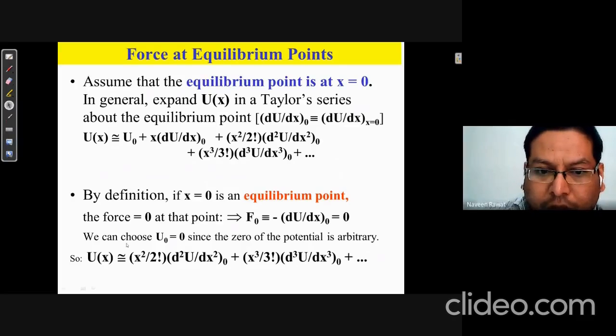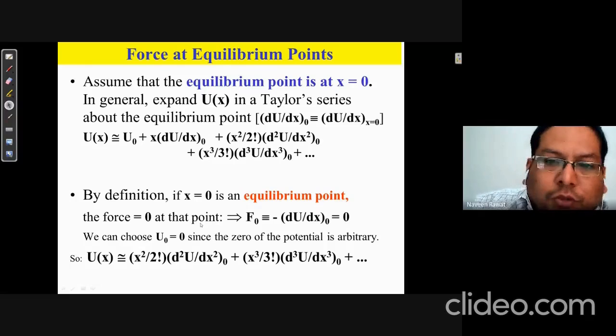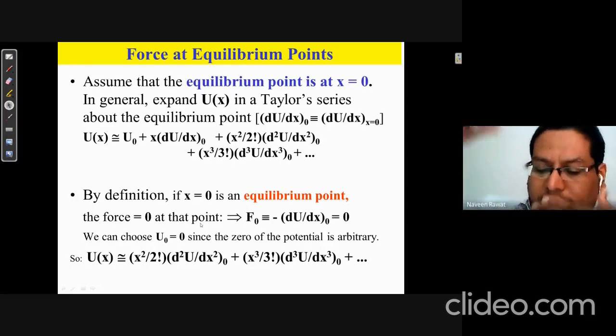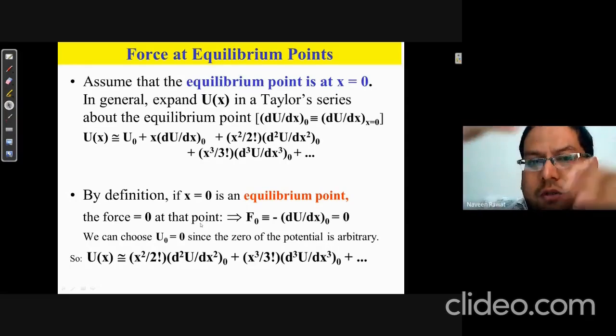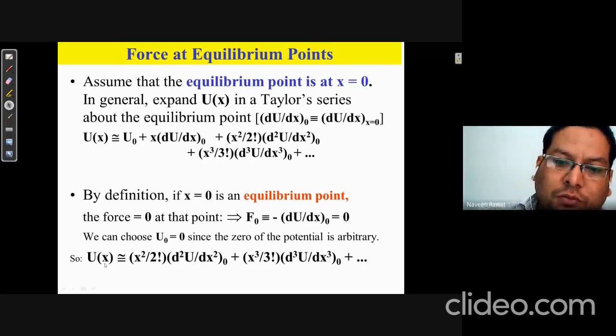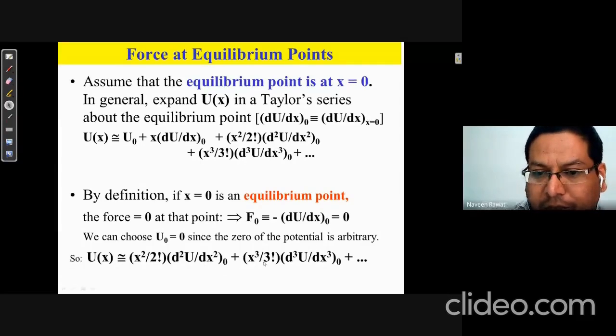What you can also do is choose this potential U0 to be 0. Remember, we had talked about it, that it's an arbitrary position. You can choose any position as 0 of your potential energy, and all the other values will be adjusted accordingly to this 0 value. If you do that, then your expression for U of x reduces to this form: U of x is just x square by 2 factorial, d square U by dx square, plus some higher order terms.